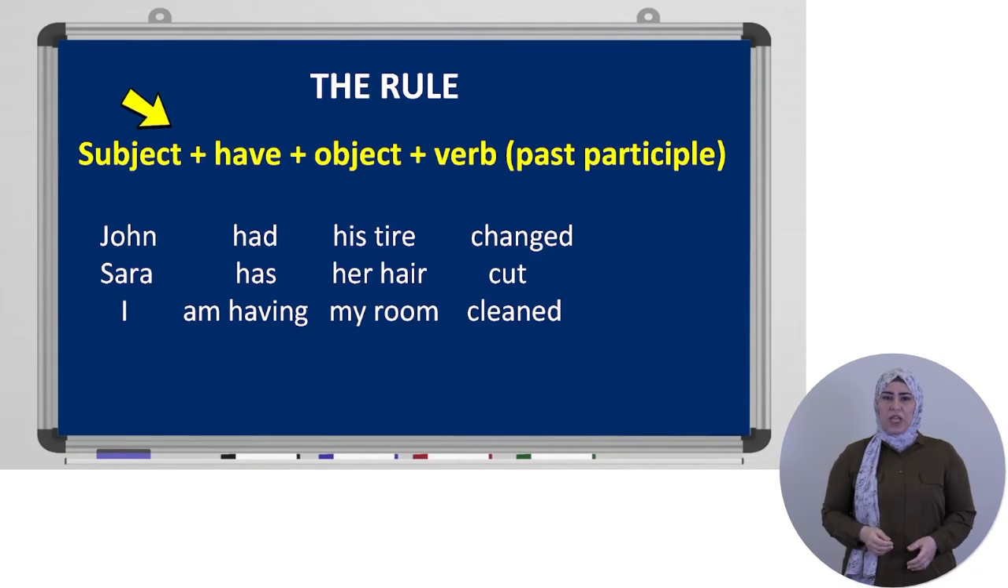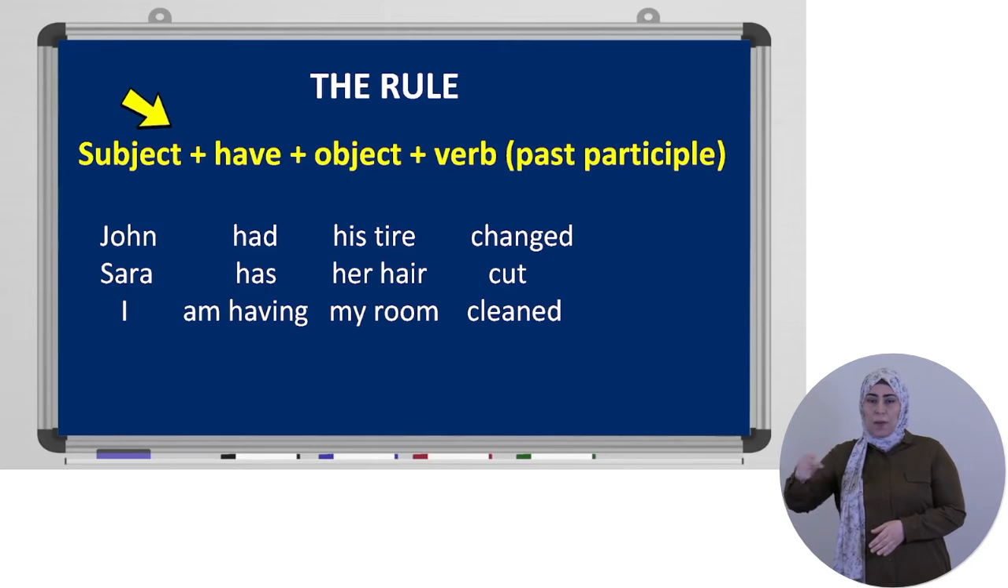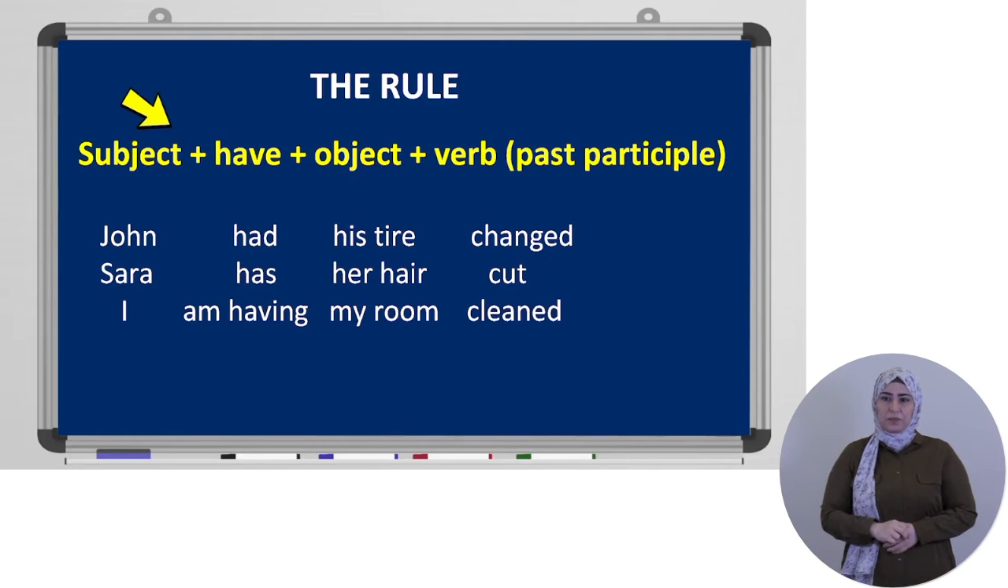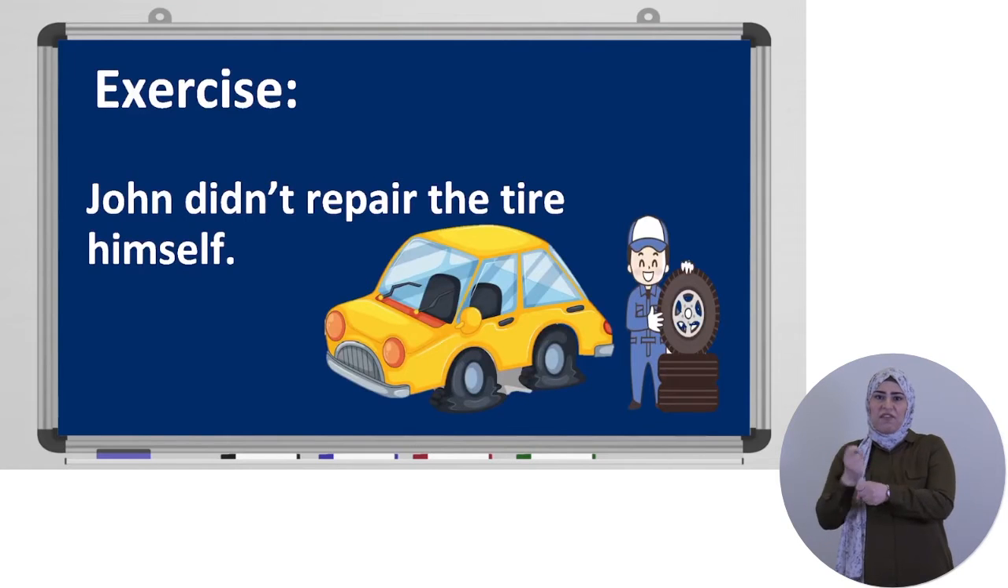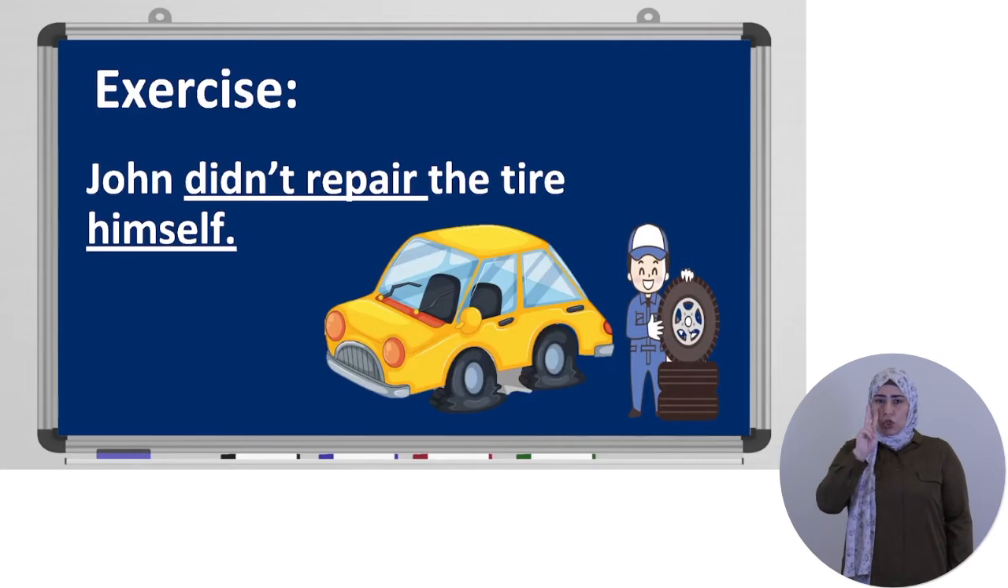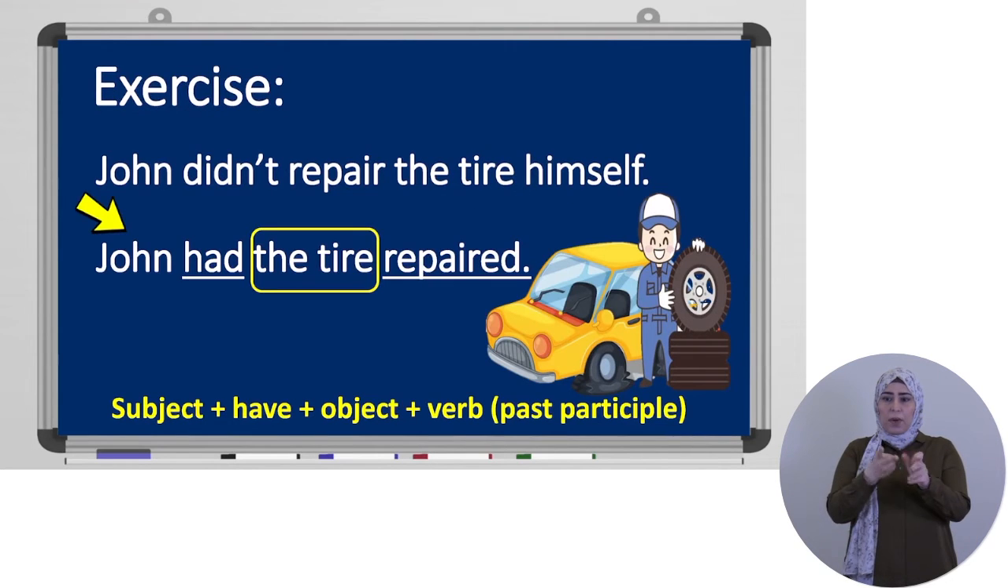Let's see how the causative is formed. Any regular sentence in English grammar starts with the subject, verb, object, but not the causative. It starts with the subject, have, plus the object, plus the verb in the past participle. Easy enough? Let's see how this works. Remember we talked about John? John didn't repair the tire himself would be John had his tire repaired. See how that works? That's the causative.